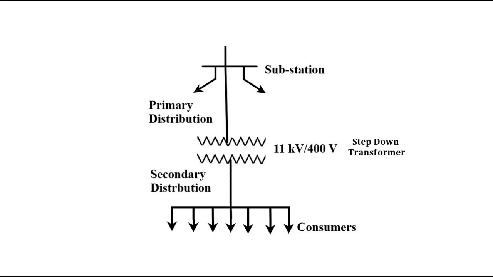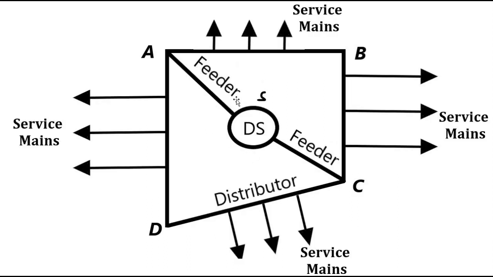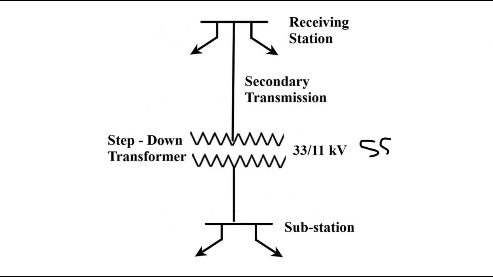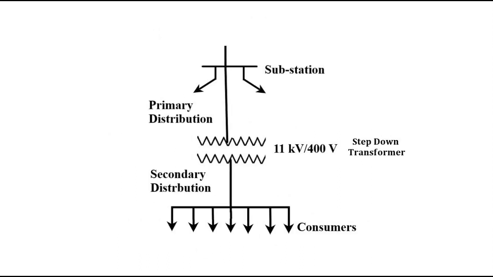The secondary distribution again is divided into three parts: feeder, distributor and service mains. From the secondary distribution station, the feeders connect the secondary distribution substation to the distributors. The distributors are connected to the consumers through service mains. No direct connection between feeder and consumers. So this is the basic overall layout of an AC power supply system.